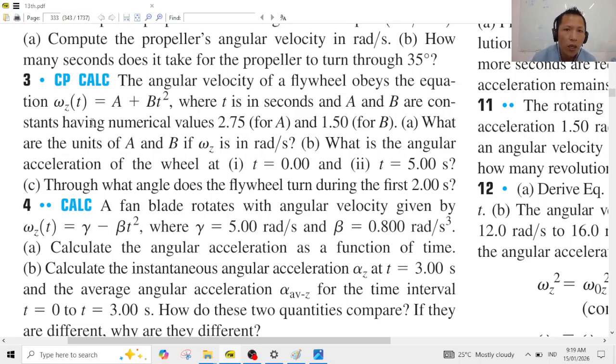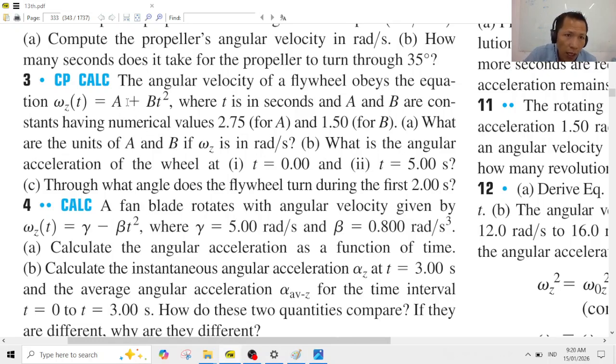So your omega z is the angular velocity. Linear velocity is in meters per second, but angular velocity is usually in radians per second. What are the units of A and B? For A, of course, that is radians per second.